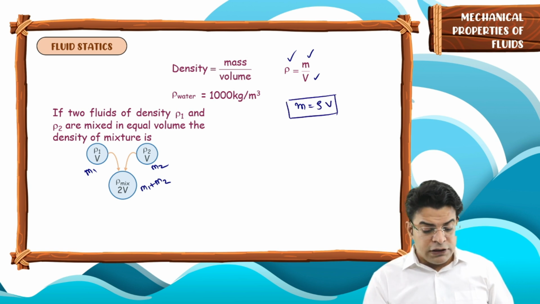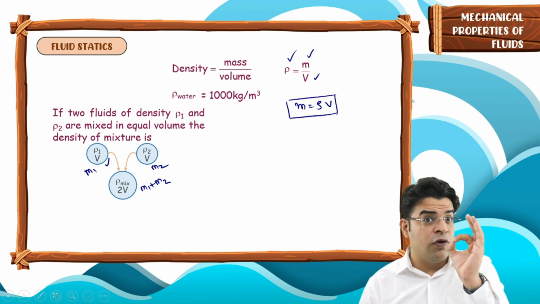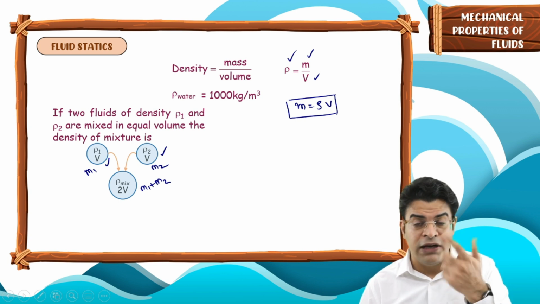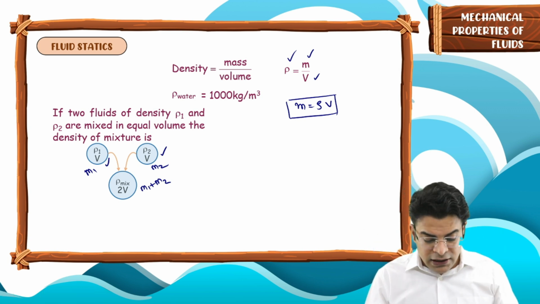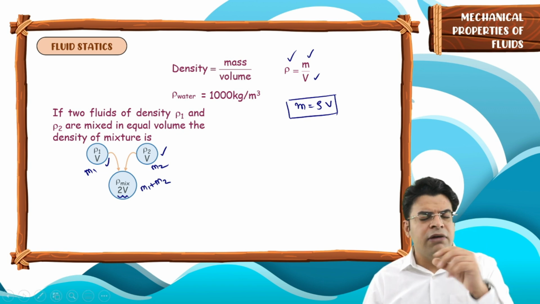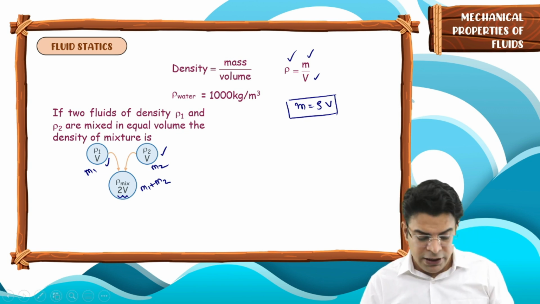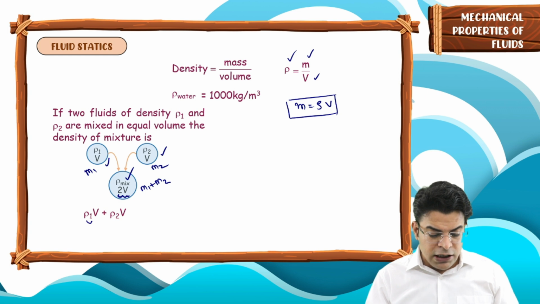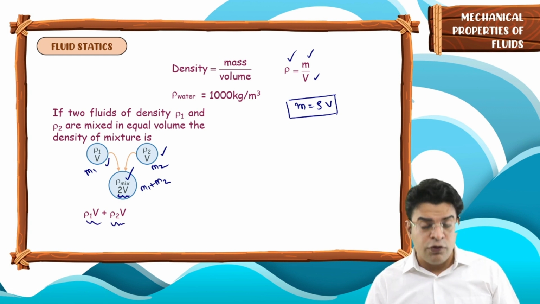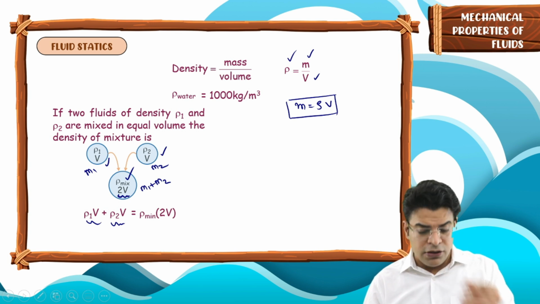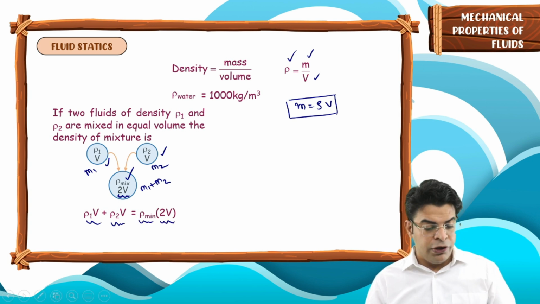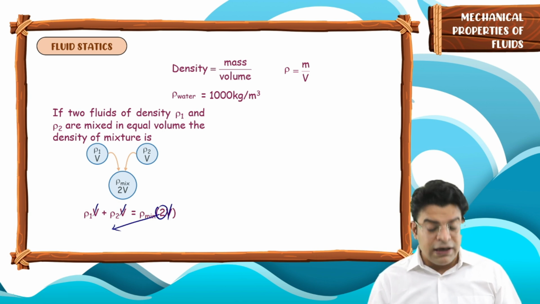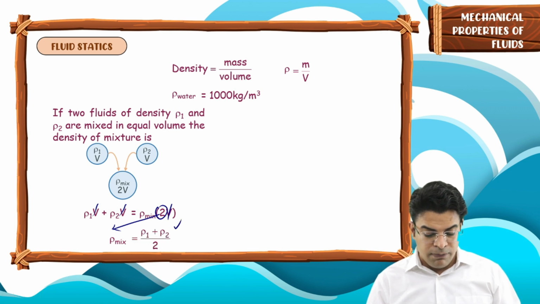So the mass of this first fluid has to be its density multiplied by its volume, that will be ρ1V. The mass of the second fluid has to be its density into its volume, that will be ρ2V. And when you mix them up, you get a mixture whose density you need to find. We have called it density of mixture. Its mass will be its density rho mixture into its volume 2V. So from mass balance, you will say mass of first fluid ρ1V plus mass of second fluid ρ2V has to be equal to mass of mixture, which has to be density of mixture into 2V. Now bachcho, if you cancel out V and bring a 2 down here, you will get the density of mixture to be equal to (ρ1 plus ρ2) by 2.